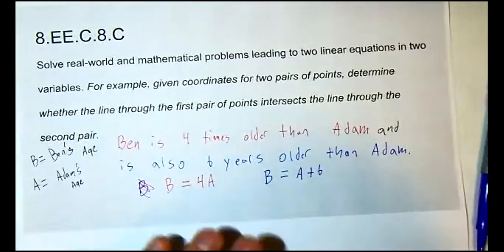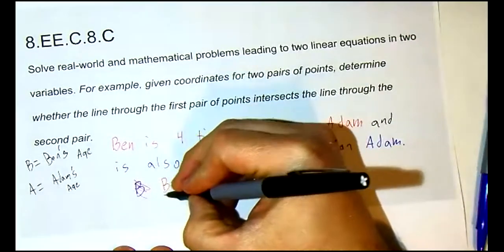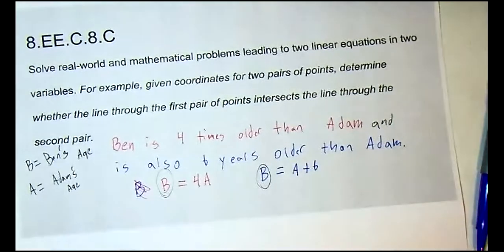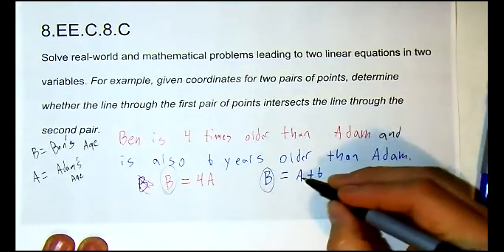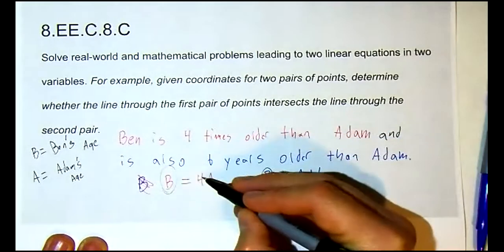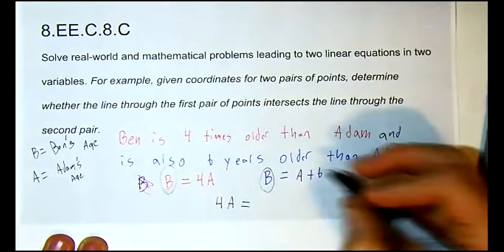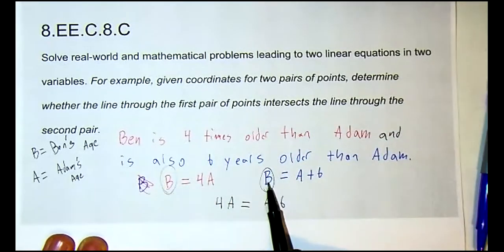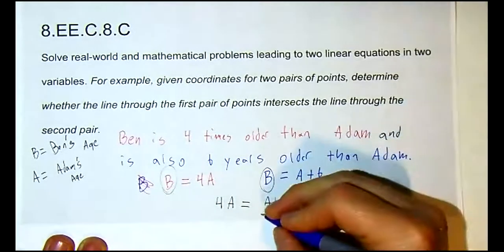Now, substitution. We can actually say, okay, if Ben is equal to 4a and Ben is equal to a plus 6, the problem we have is that we need to make sure there's only one variable left. So what we're going to do is make 4a equal to a plus 6, because if Ben equals 4a and Ben equals a plus 6, then we understand that 4a will equal a plus 6. This is substitution. So if I know that's equal to that, and that's equal to that, then I can substitute the answers. And now we can just simply solve for a.